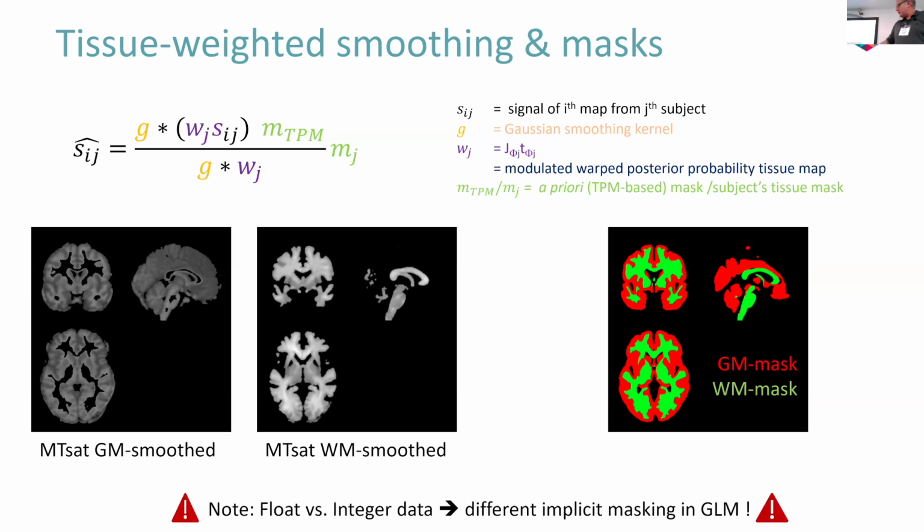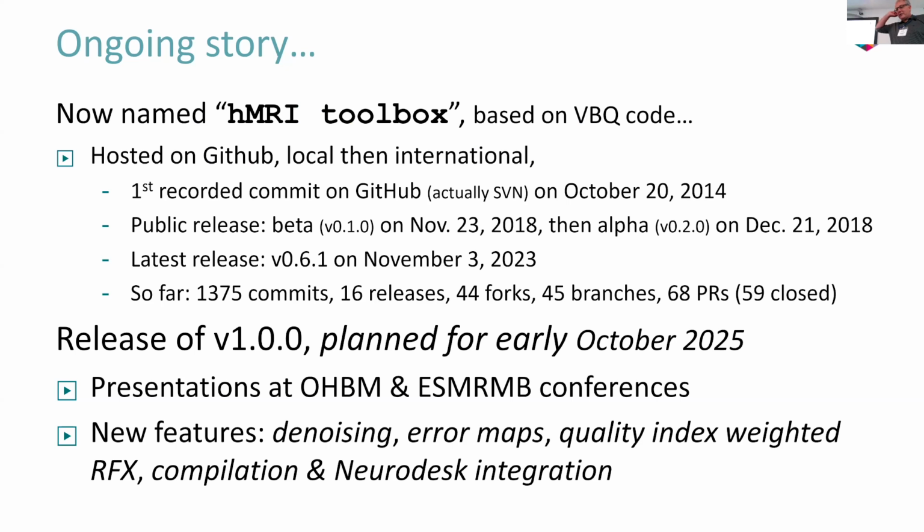Oh yeah, and that's the more technical things like in the GLM, using float or integers will give you slightly different implicit mask, and I found that the hard way. I can again explain what I mean by that. So the ongoing thing is we kept on working. The next release is planned for early October with a few new features.